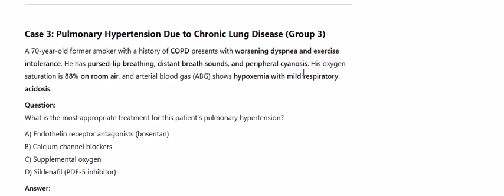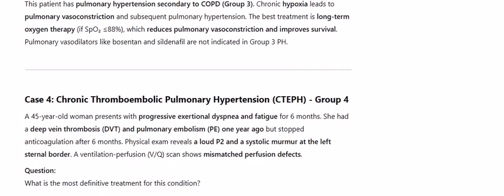Question: what is the most appropriate treatment for this patient's pulmonary hypertension? A. Endothelin receptor antagonists, bosentan. B. Calcium channel blockers. C. Supplemental oxygen. D. Sildenafil, PDE5 inhibitor. Answer: C. Supplemental oxygen. Explanation: this patient has pulmonary hypertension secondary to COPD, Group 3.